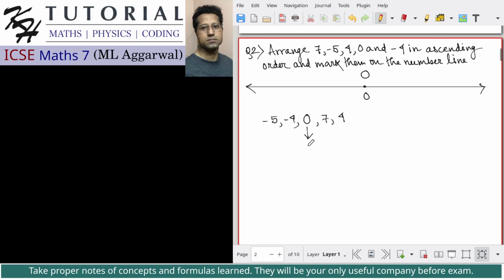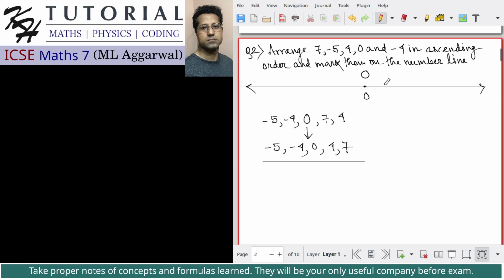Then we will arrange the positive integers, that is all the integers to the right hand side of 0, in ascending order. So it will be minus 5, minus 4, 0, 4 and 7. So these are the integers in ascending order.